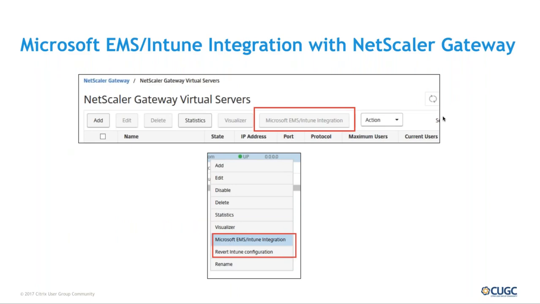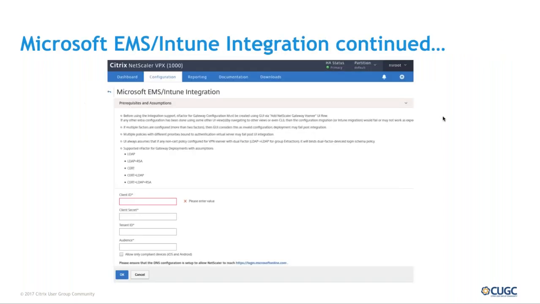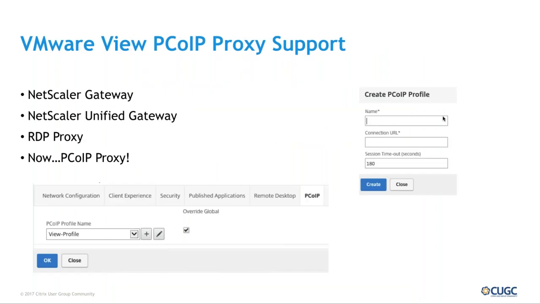The Microsoft EMS Intune integration with NetScaler Gateway. If you go to your NetScaler Gateway virtual servers, right along the top, you'll see a grayed out button called Microsoft EMS Intune integration. When you right-click on one of those vServers, though, you'll have the ability to turn this on or revert the configuration. If you do choose to do this integration and click on that button, you'll get the next screen, which is the wizard. Right here, it's going to talk about the prereqs along the top, and at the bottom you can put in your client ID, client secret, tenant ID, and the audience to help you configure this piece.